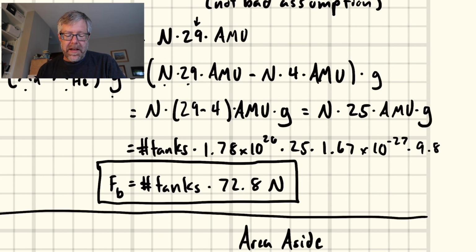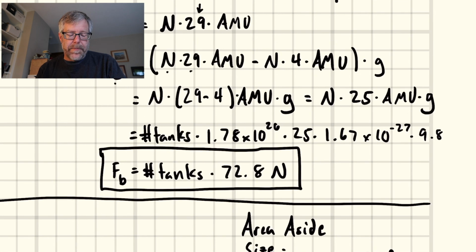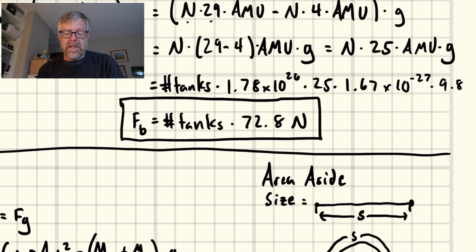You do this math, and you come up with the buoyancy force is equal to the number of tanks of helium times 72.8 newtons. All right, so if we put in 1 tank of helium, then we have a lift force of 72.8 newtons. If we put in 2 tanks, then we double that. That's very easy. And that's actually the entire way up. The buoyancy force is going to be 72.8 newtons because the number of helium atoms doesn't change as it goes up through the air.